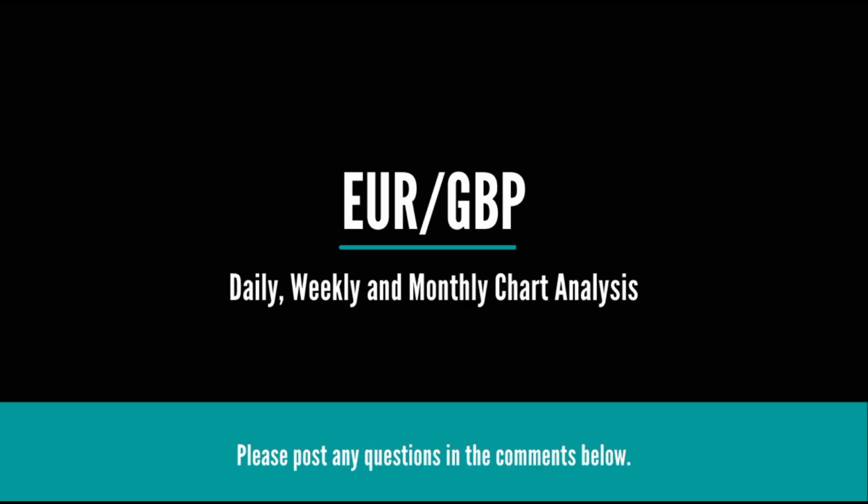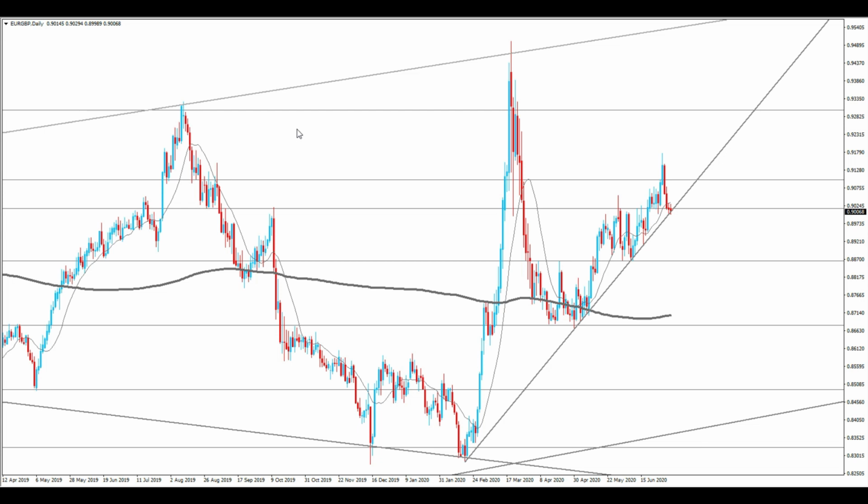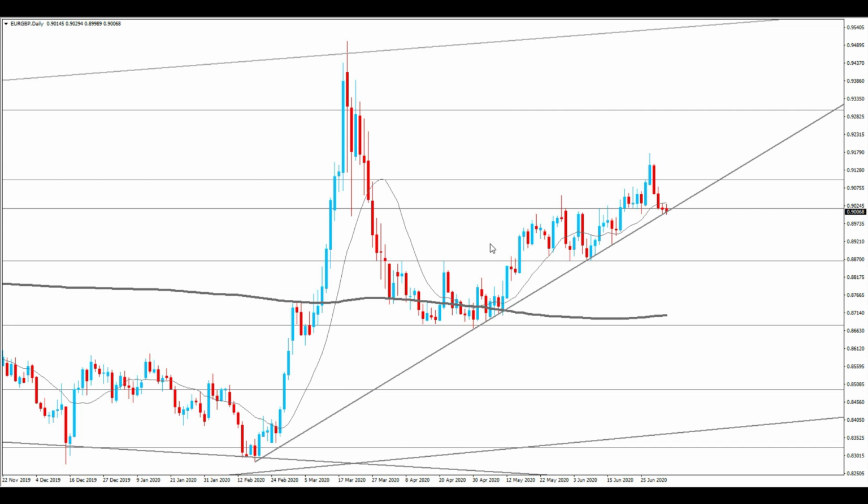Now let's take a look at Euro GBP. Okay, so for Euro GBP, we had a test of the daily trend line at the end of this week. And if I zoom in, you can see a little bit better. You can see that we had a test down here, a test there, a test there, a test here, and now recently a test of that same trend line again.